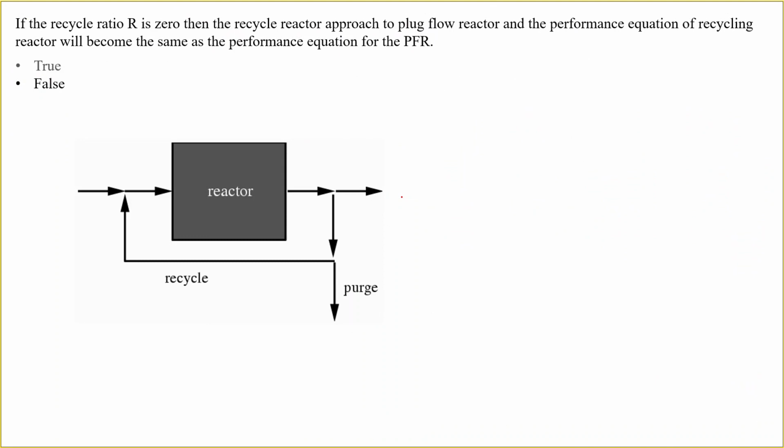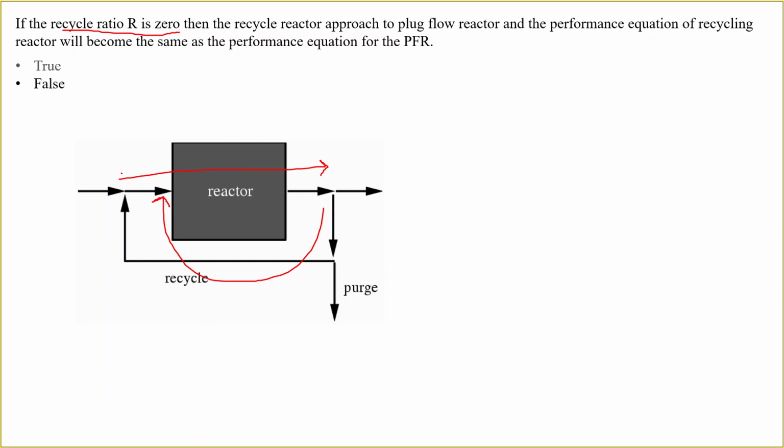If the recycle ratio R is 0, then the recycle reactor approaches a plug flow reactor, and the performance equation of the recycle reactor becomes the same as the performance equation for the PFR. In the first problem, we saw a statement where the recycle ratio was becoming infinity, which means all the product stream is being circulated back inside the reactor. But in our case, the recycle ratio R is 0. This means that there is no stream going back inside the reactor. All of it is going out as a product.